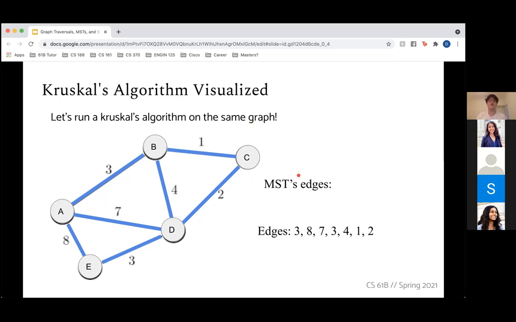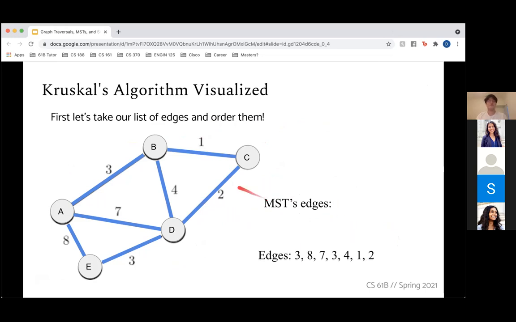Okay, moving on to Kruskal's algorithm. First, we're going to have two sets: one with the edges that are going to be contained within our MST, and then the edges that we have within our graph that we have not added to our MST yet.